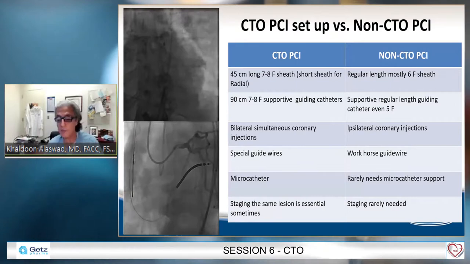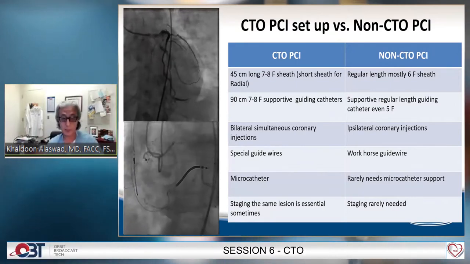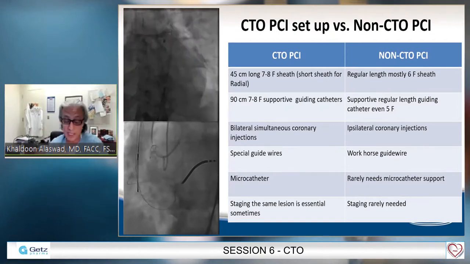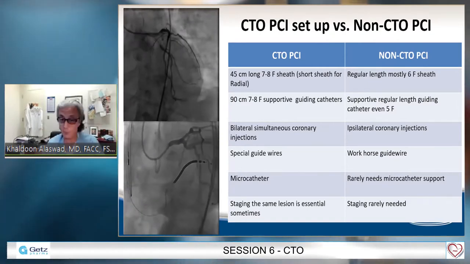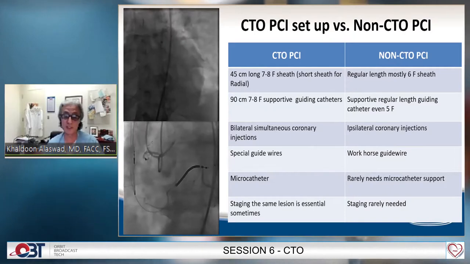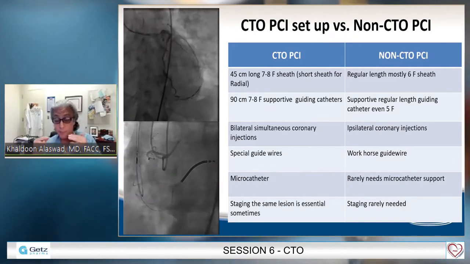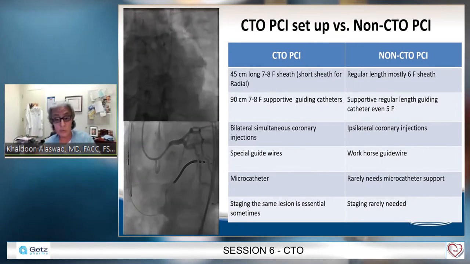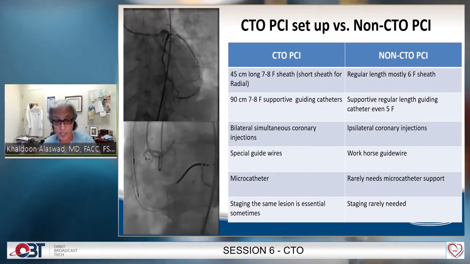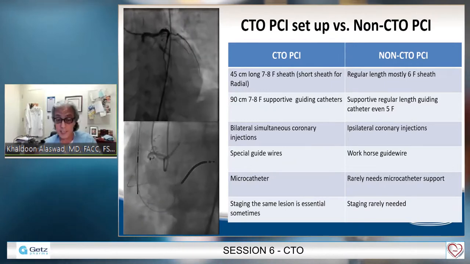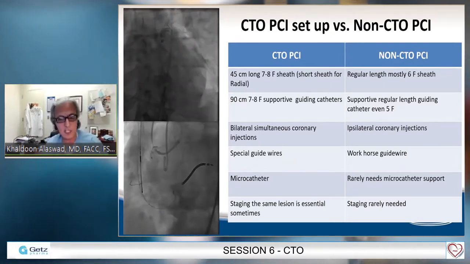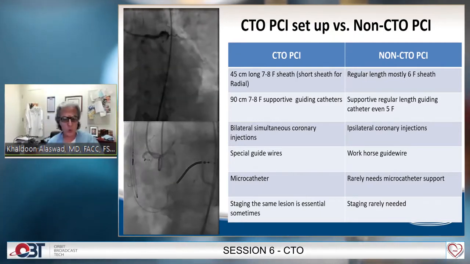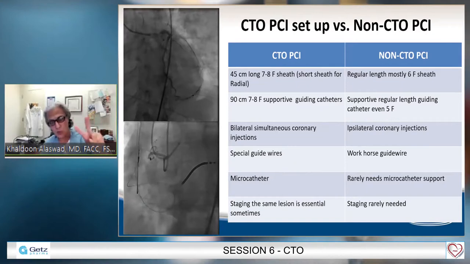Even if you're a good PCI operator, that means you have the potential of becoming a good CTO PCI operator, but it does not mean you are one, because there are a lot of differences. Not limited to which guide catheter you use, which sheath you use, how to do the angiography, which kind of wire to use, microcatheter. And I nowadays state that, as Parag said, there is nothing wrong with failure. And I don't call it failure. I tell my patient I need two shots at it.